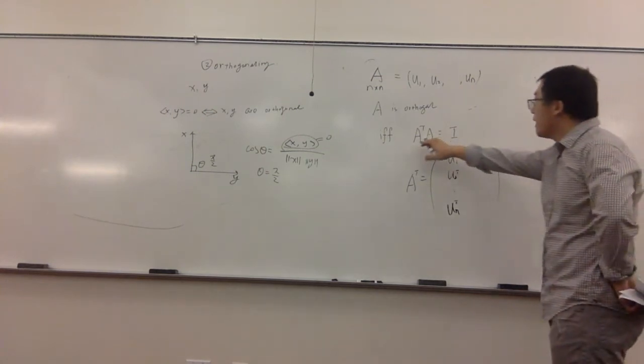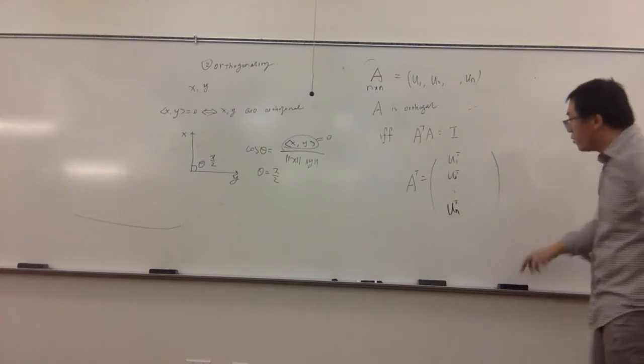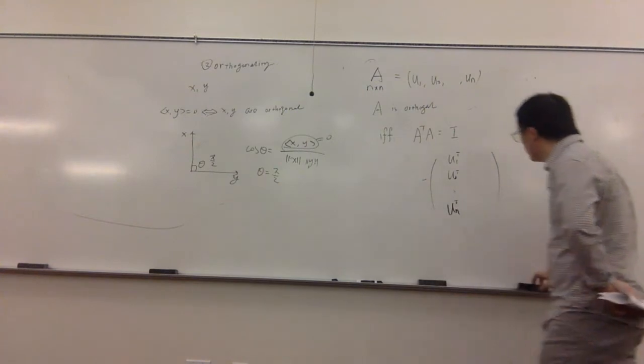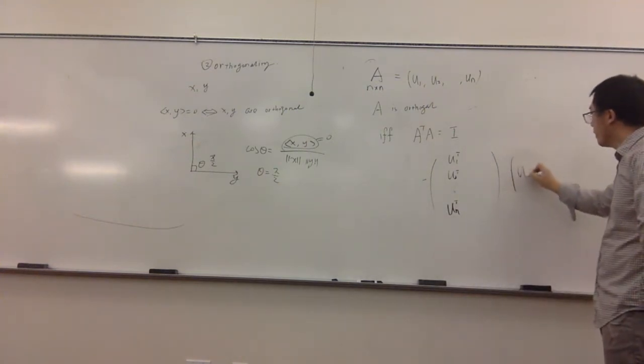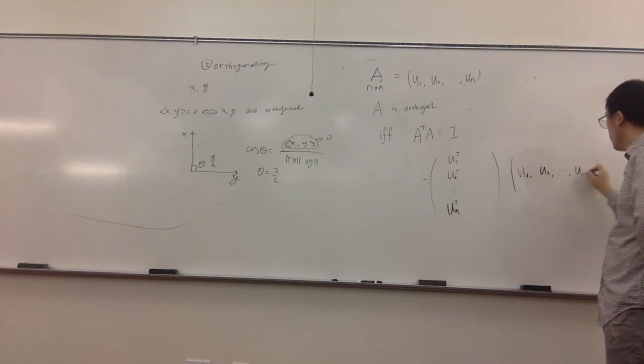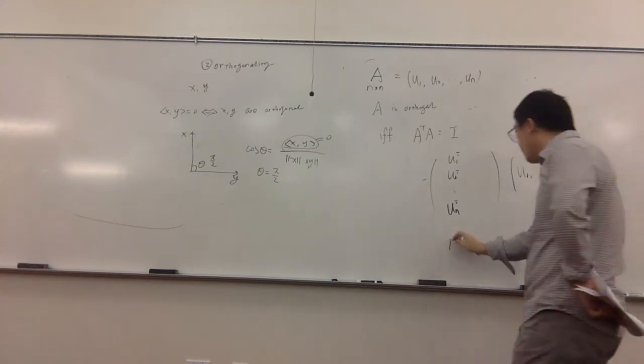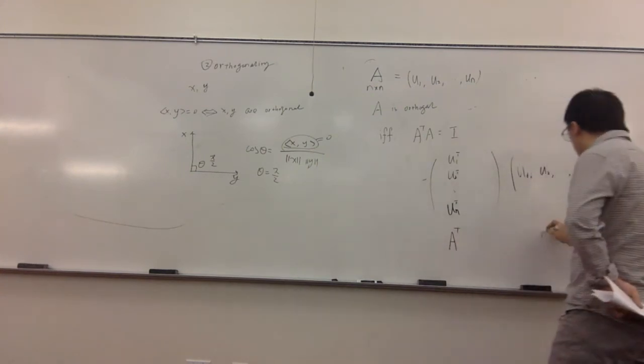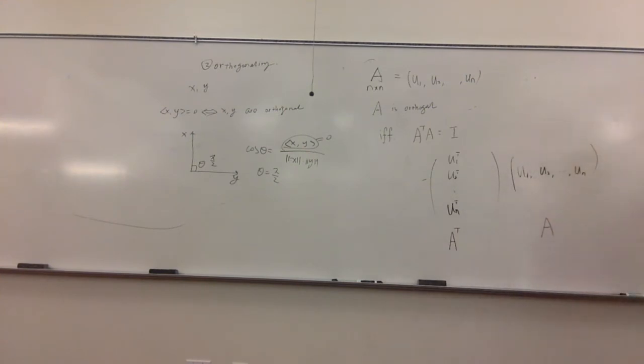Then, when we multiply A transpose with A, we actually multiply this matrix with this matrix, u1, u2, up to un. So this is A transpose, this is A. Then how can we calculate the result element in this product?